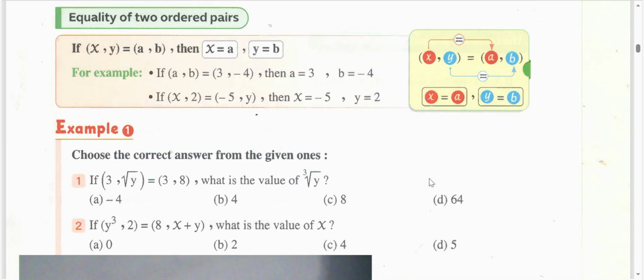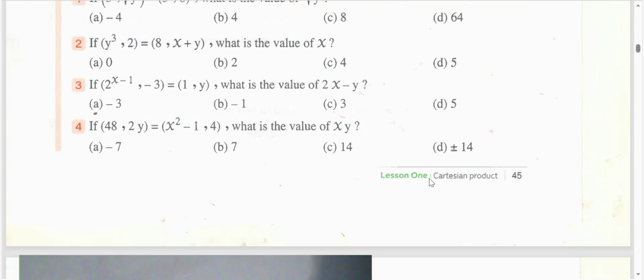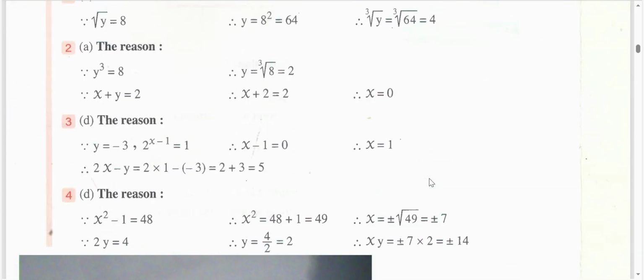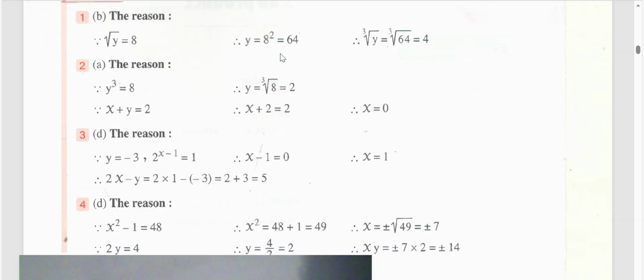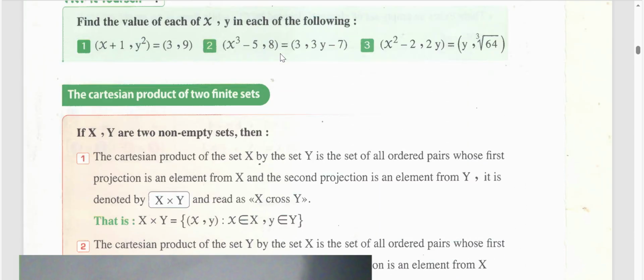We solve the examples like this. Solutions number 1, 2, 3, 4 are in the book. Now I will explain by myself. Try yourself number 1. You can read this question by yourself, okay? This question, and solving, look at here. I will solve it.